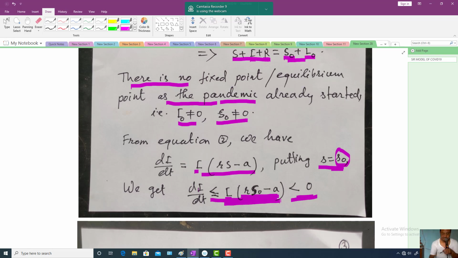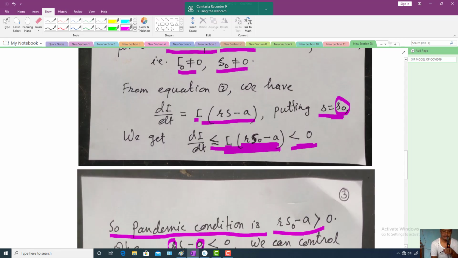Okay, this is the idea. If dI/dt is negative, then the number of infected people is decreasing. So that is how you control the pandemic. If it is positive, that means dI/dt is increasing, and the pandemic is out of control. So the basic idea to control the pandemic is to make dI/dt negative.